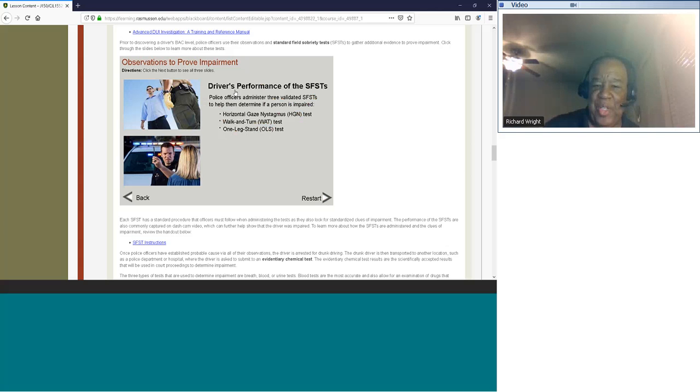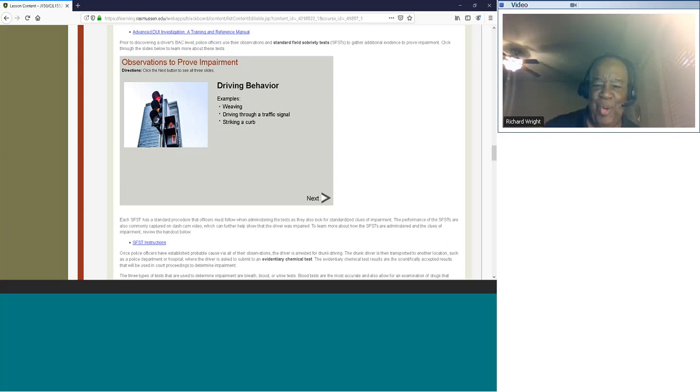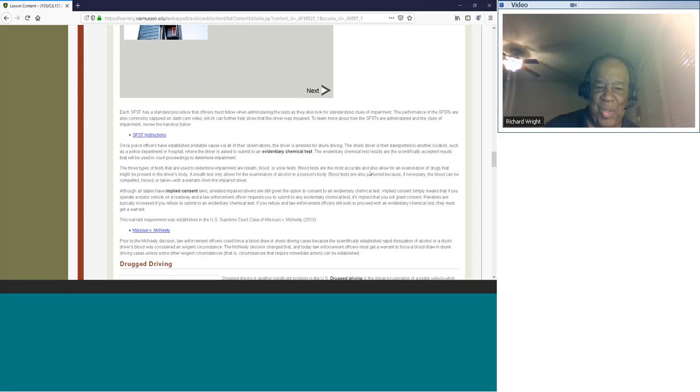Driver's performance of the field sobriety test, such as the horizontal gaze test, the walk and turn test, the one-leg stand test. Everybody's kind of familiar with that one. And these are different tests that are done in the field to determine whether a person is under the influence. Even asking the person some questions may also. And so here are a number of things.